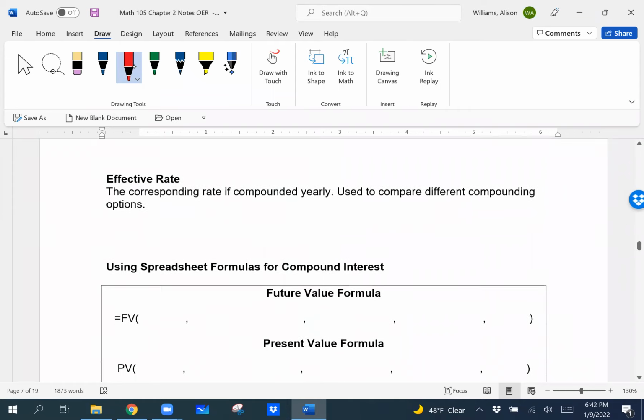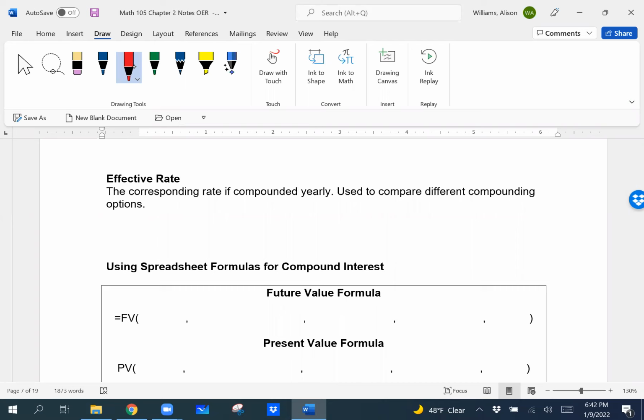Okay. Effective rate is the corresponding rate if compounded yearly, comparing different compounding options. We're not going to do anything with effective rate. It's just kind of knowledge, just so you know. The idea with effective rate is that if you are comparing compoundings, that's what you would do.